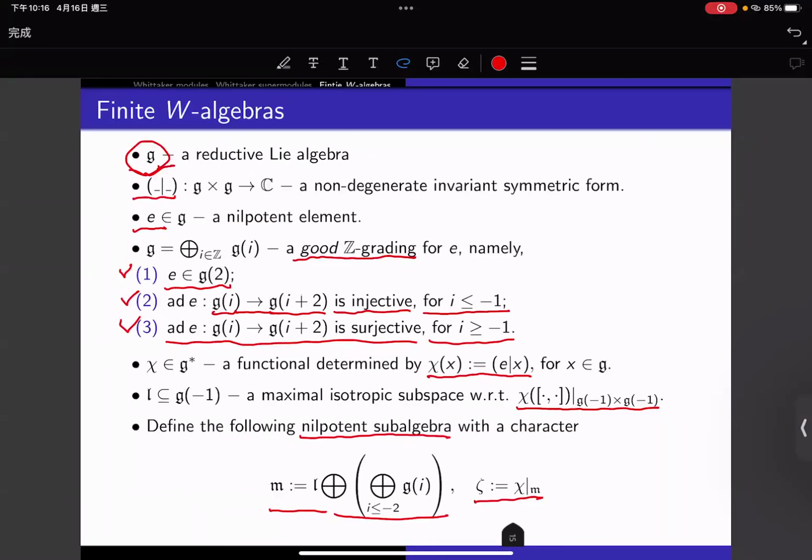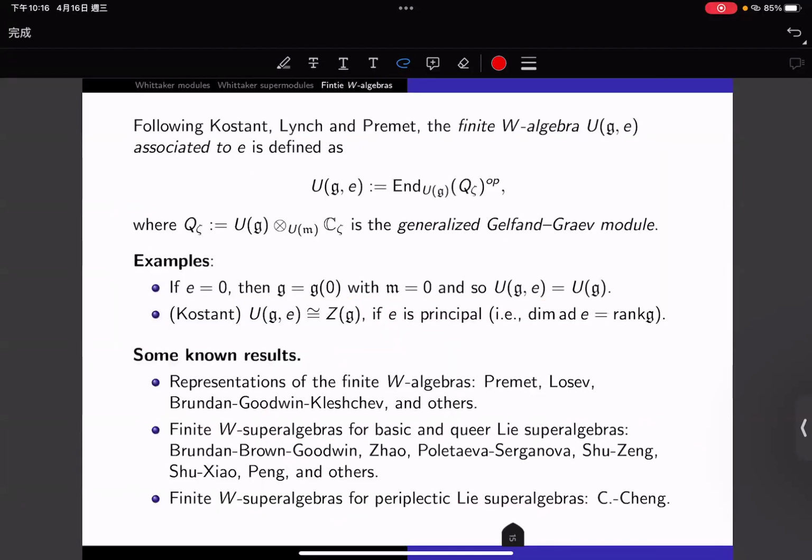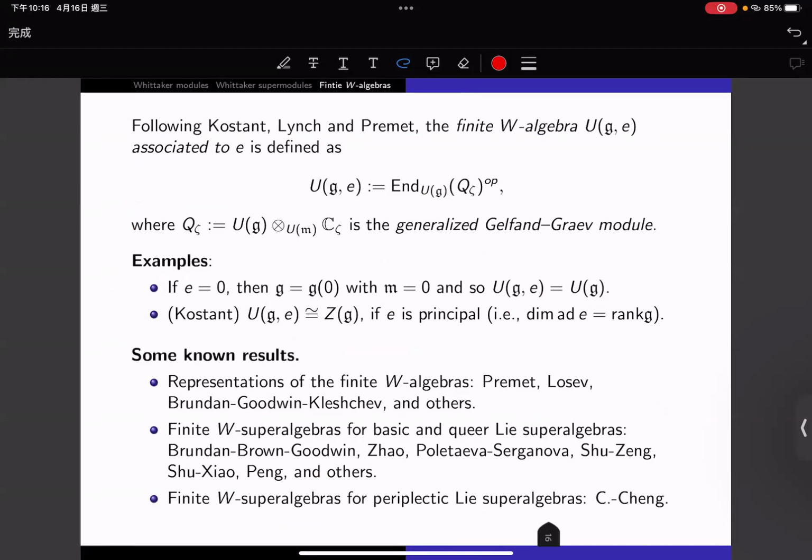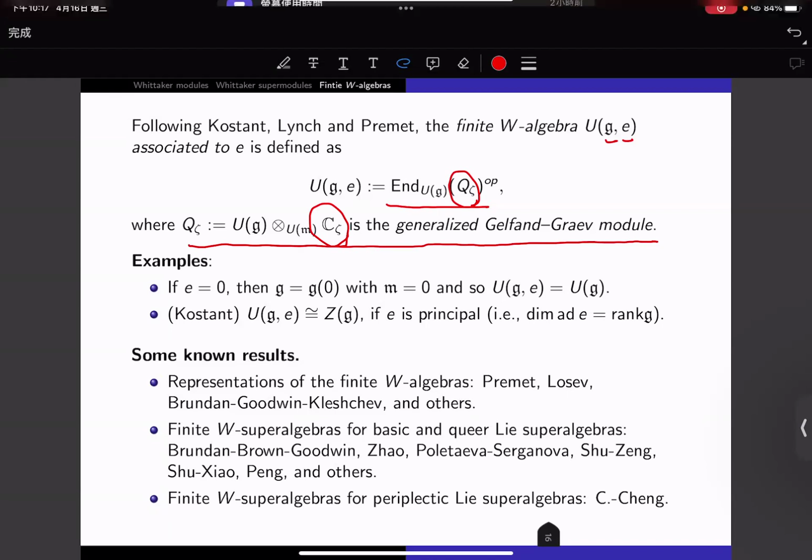Okay, this is a little bit complicated, but following Kostant, Lynch and Premet, we define the finite W algebra associated to G and E as the opposite of the endomorphism algebra of a certain Q theta. This Q theta is the generalized Gelfand-Graev module, which is defined as the induced module from a one-dimensional character of M given by this character theta.